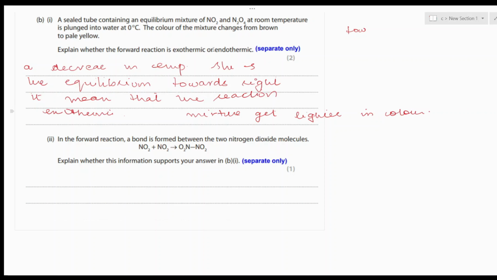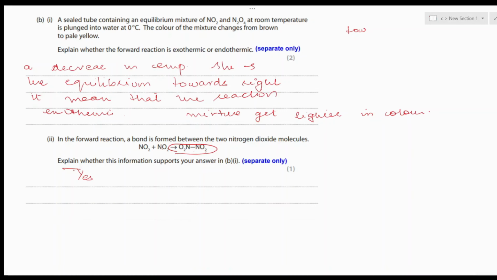Clear? Okay, in the forward reaction, a bond is formed between the two nitrogen dioxide molecules. Explain whether this information supports your answer. Do you think this is true? Yes, it's true. There are two molecules which are bonding together. But let's explain. Why do you think it's true?